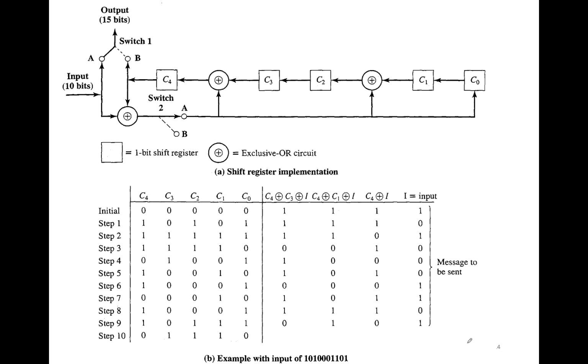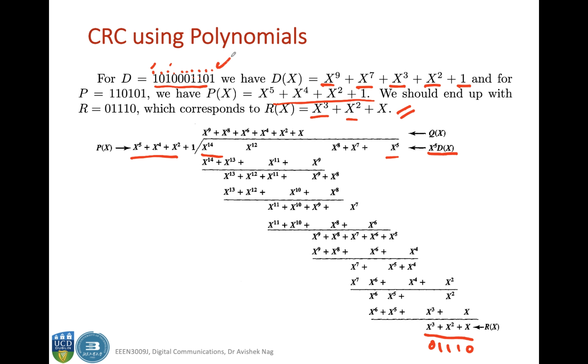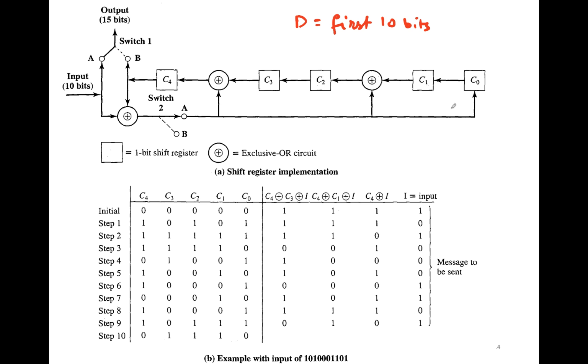So this is a circuit that can emulate this CRC frame generation. Let's say the first 10 bits, which are the message bits, are the D part. So we are still looking into this example. To generate the T corresponding to this example, we need to have a circuit like this. So this D is the first 10 bits.